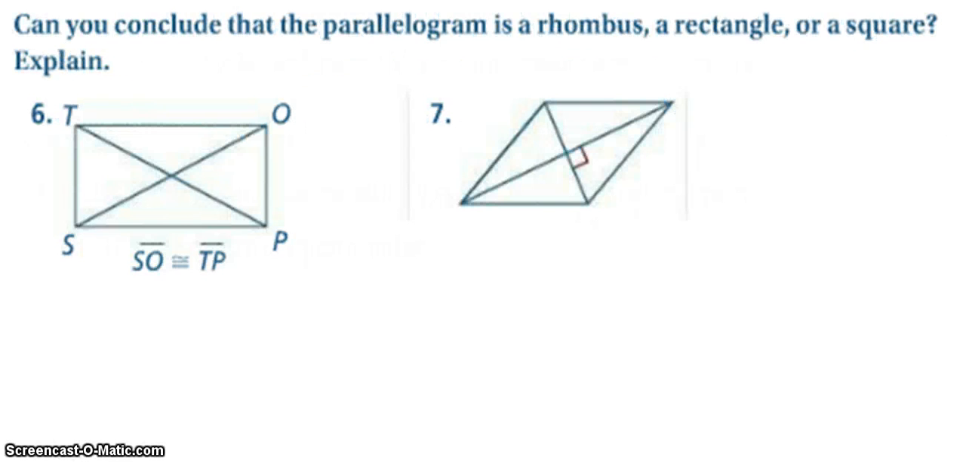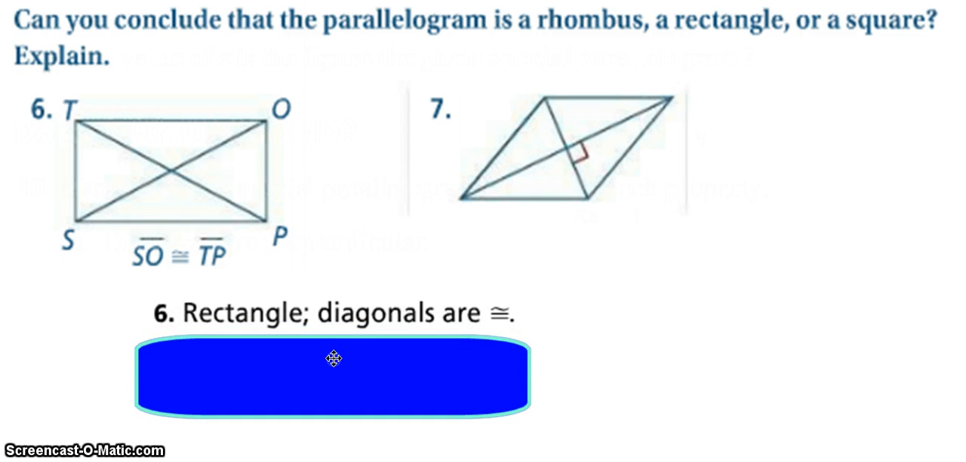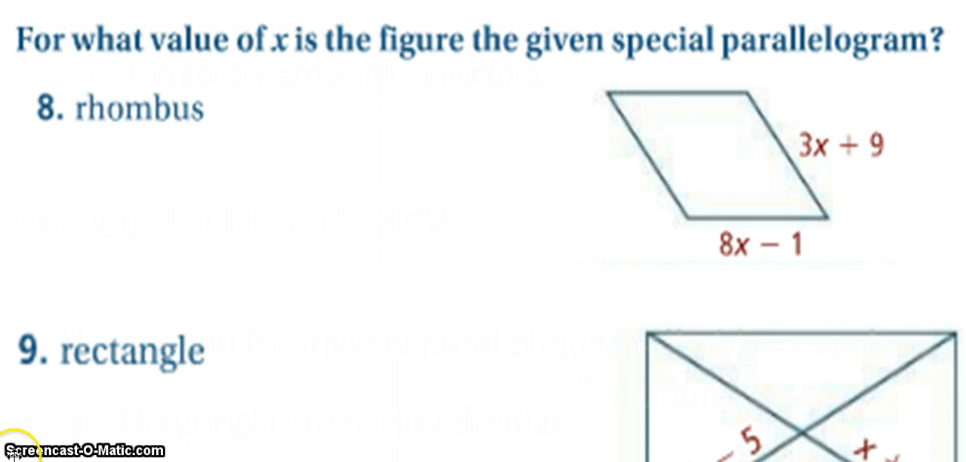6 and 7 should not take you very long, so pause the video and write down what specific name for the shape is best. So we see here in 6 that it gives me SO congruent to TP, and when I have diagonals that are congruent, I know that it is a rectangle. In 7, I see that my diagonals have met at a 90-degree angle, and when my diagonals are perpendicular, I know that what we have is a rhombus. Go ahead, try 8 and 9 on your own and come back when you are ready with your answers.